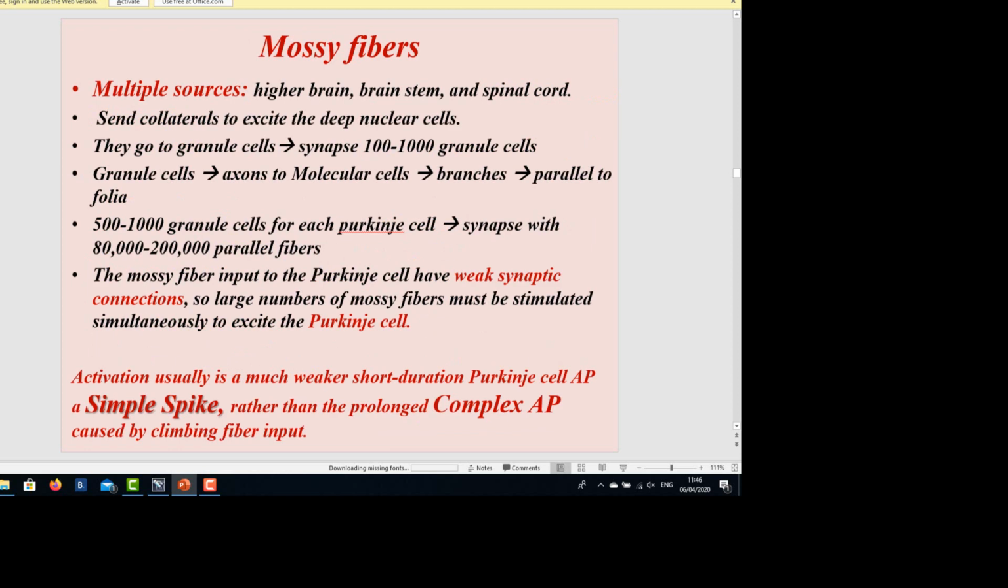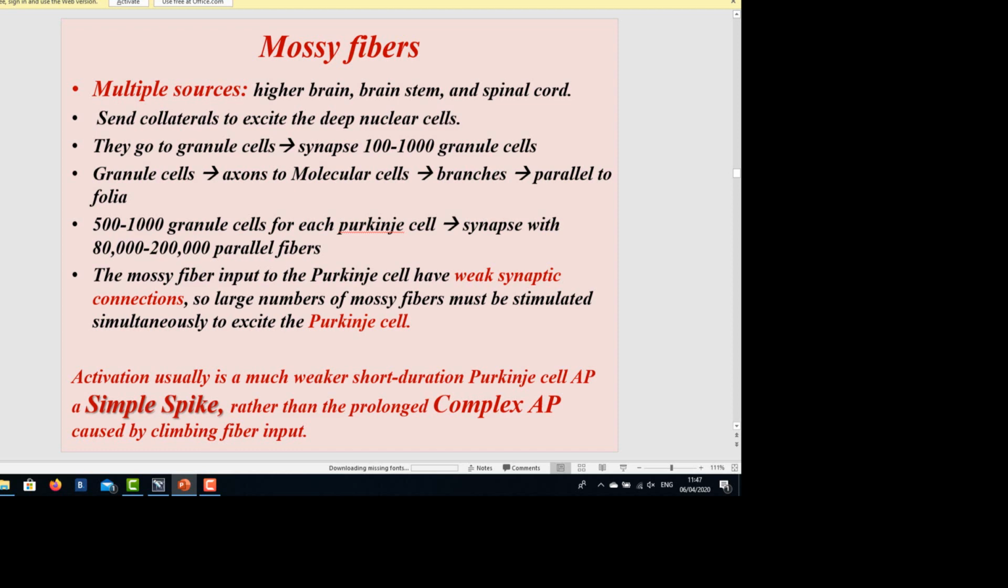Now, what are the mossy fibers? There are multiple sources. They are from higher brain, brainstem, and the spinal cord. They send collaterals to excite the deep nuclear cells. They go to granule cells, synapsing with 100 to 1000 granule cells. Granule cell axons go to the molecular layer, with branches parallel to the folia. There are 500 to 1000 granule cells for each Purkinje cell, which synapse with 80,000 to 200,000 parallel fibers.